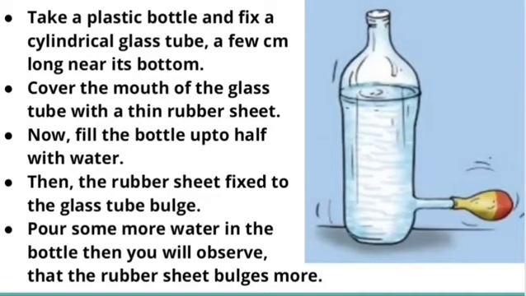And if you pour some more water in the bottle, then you will observe that the rubber sheet bulges more, because the pressure exerted by the liquid is more. So this shows that the liquid exerts pressure on the walls of the container.